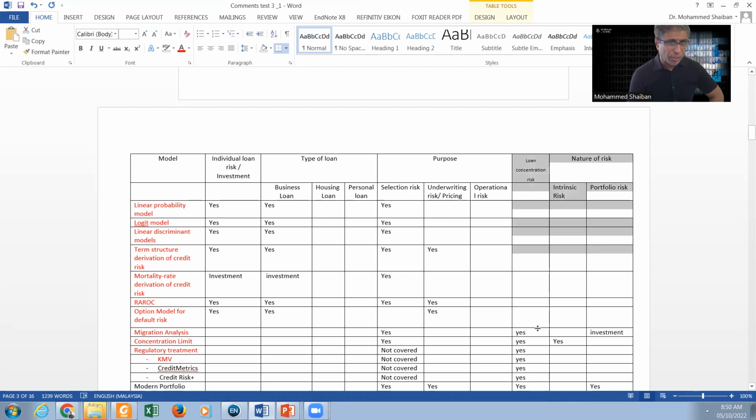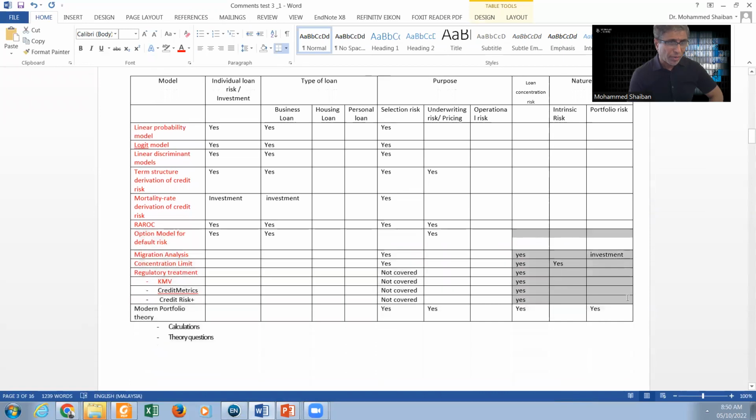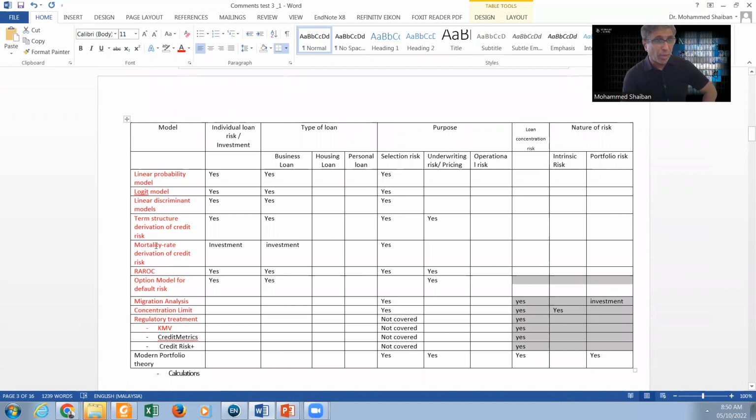Now we have some models which are here. We have the concentration risk under the single loan risk. Actually, please be aware of the option pricing. Option pricing will be very straightforward if it comes. The RORAC and the option pricing, you should be aware of them. It's very easy and straightforward because you will be given all the data and information, and you have to calculate either the value of the loan or the premium. We have discussed this in the workshop and tutorial, and I think some of those problems are mentioned in the old tests.